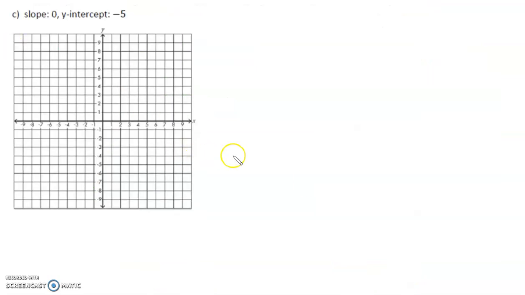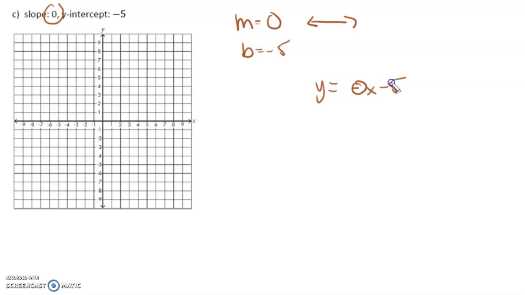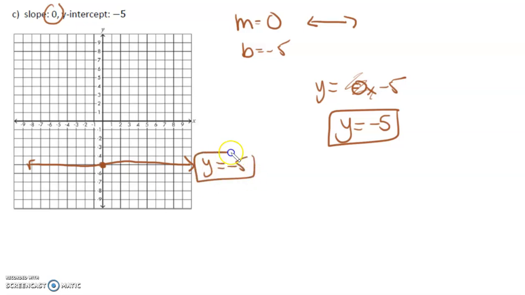And C, the slope is 0, which means it's a horizontal line, and the y-intercept is negative 5. So we can write this as y equals 0x minus 5, but this would actually cancel, and we would get y equals negative 5. So let's plot a point at negative 5, and then it's just going to be horizontal. y equals negative 5.